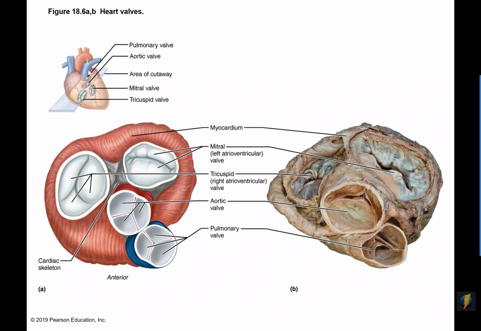So we've actually cut through the heart at an angle. And you can see here are the two AV valves, and here are the two semilunar valves. So the AV valves and the semilunar valves. And you can see they're essentially little thin flaps of tissue.